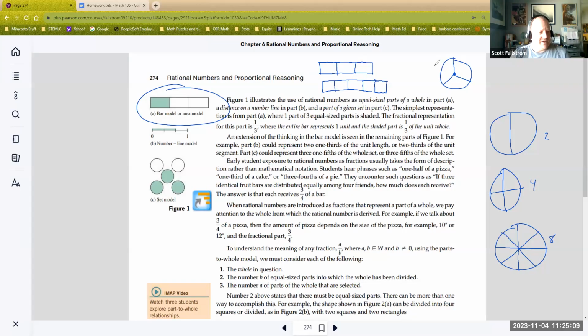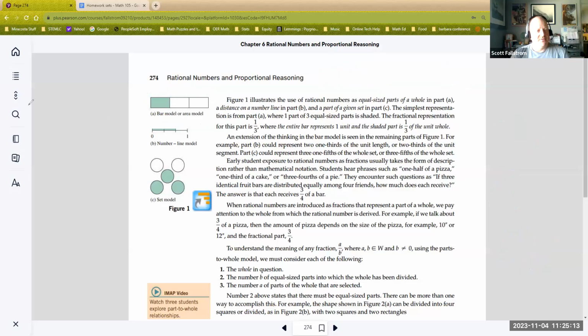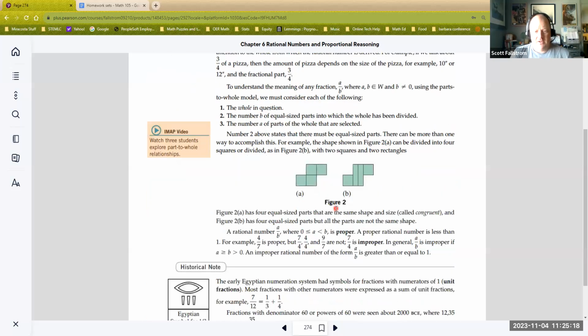So please take a note of that. If you're going to be in the classroom with kids, it's probably easier to use the bars to represent than trying to draw circles. Okay. Let's see here. What else?